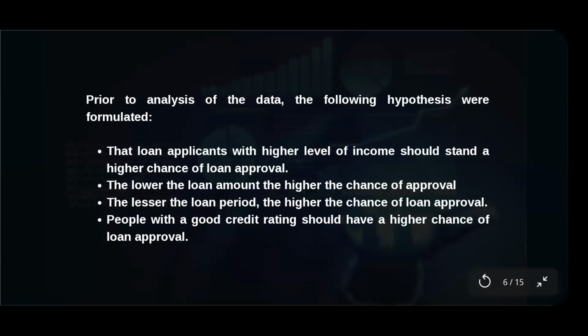loan applicants with a higher level of income should stand a higher chance of loan approval, and also the lower the loan amount, the higher the chance of approval, and the shorter the loan period, the higher the chance of loan approval. People with a good credit rating should also have a higher chance of loan approval. So basically, these are hypotheses formulated based on the outlook of the data, and these are our expected outcomes, but not necessarily the actual outcomes we got after analysis.